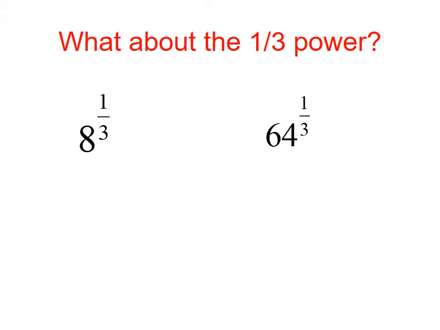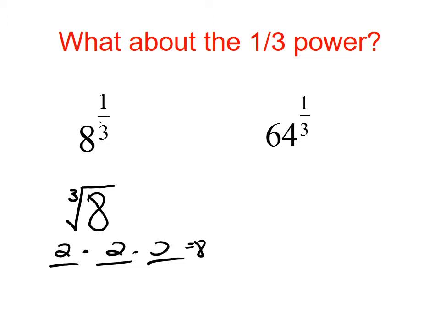What happens, though, when we end up with the 1/3 power? That changes our index number. This becomes 8 with a radical, but now our index is 3. Cubed root. What that means is what number times itself 3 times gets me to 8. Therefore, my solution is just going to be 2.